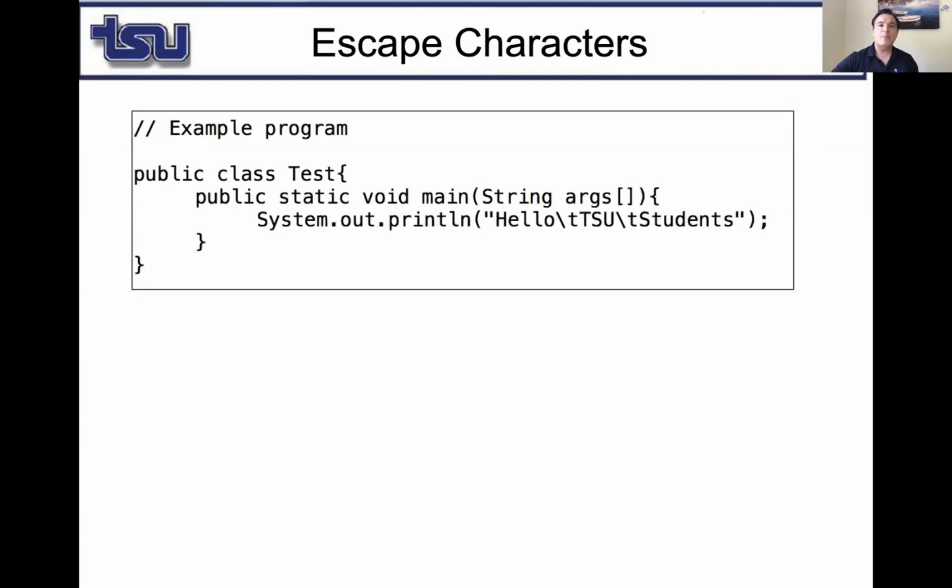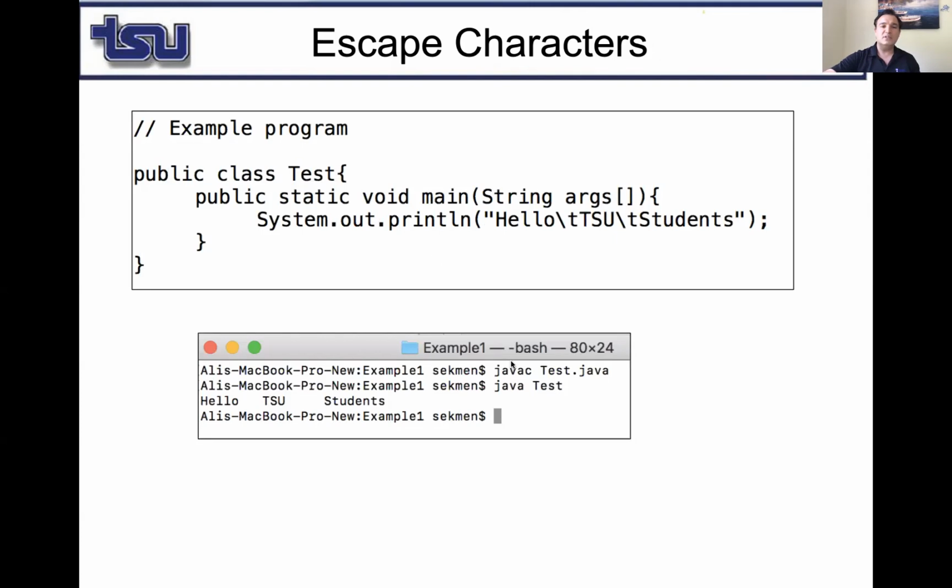Let's see with examples. Let's look at this. Again, forward slash forward slash example program. And I have hello. This is println. It will print hello. As soon as it sees a backslash, it will look for the next character, backslash t. What does that mean? That means tab. So it's going to leave a tab space. Then TSU, it will see another backslash. It will look for the next letter, backslash t. It's another tab. So here's what you're going to see. You compile javac test.java, you run java test, you have hello, tab, TSU, tab, students. And then the cursor goes to the next line because of this ln.